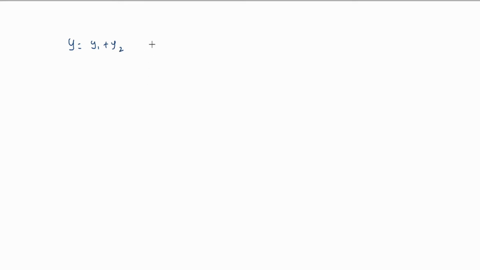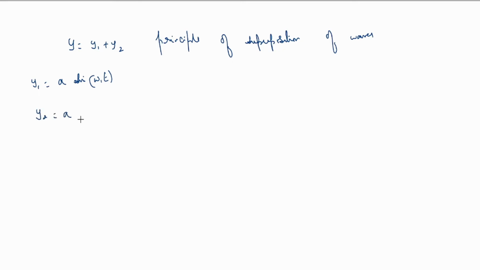This is called the principle of superposition of waves. So let's write y1 once more. y1 is equal to a into sine of omega 1 t, let's write in the form of omega 1 and omega 2, where omega 1 is called the angular frequency, and y2 is equal to a into sine of omega 2 t.